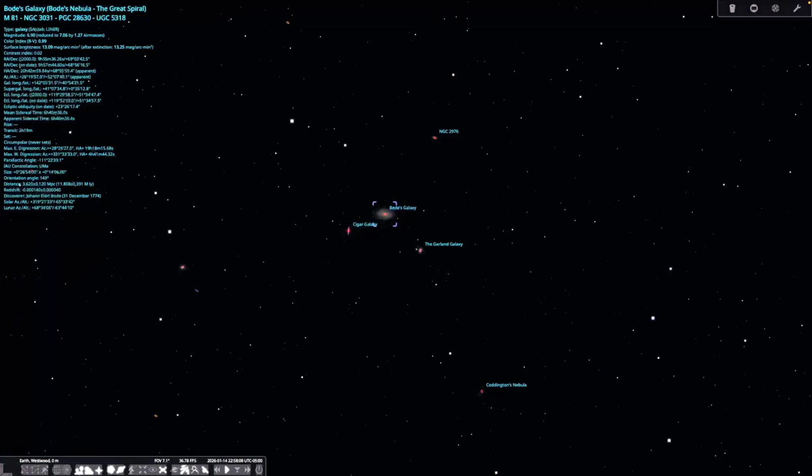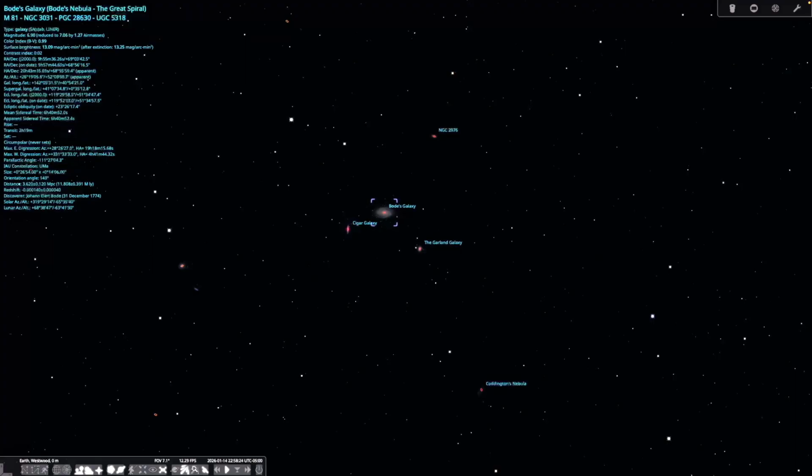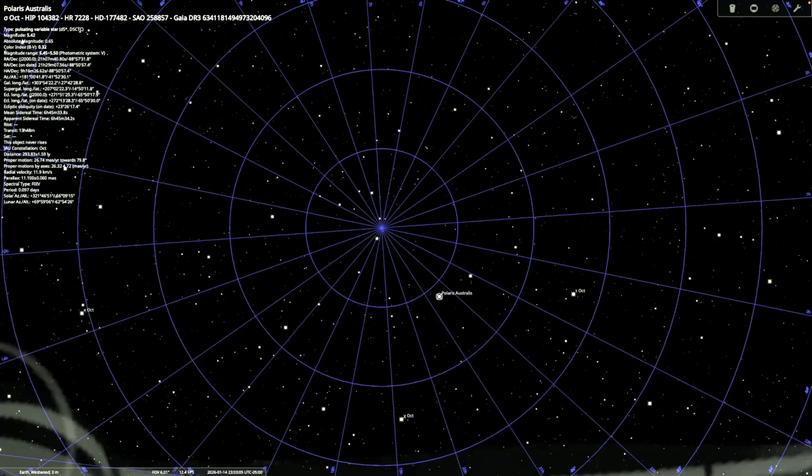For long exposure astrophotography, this is absolutely critical. Without accurate polar alignment, your stars will drift across your camera frame during the exposure, and they'll appear as streaks instead of points. So the better your polar alignment is, the longer you can expose without star trailing.